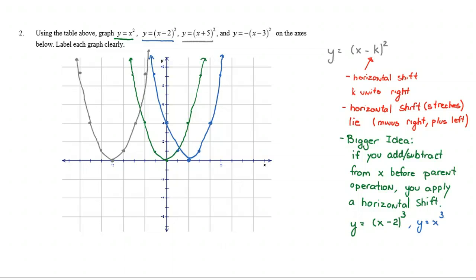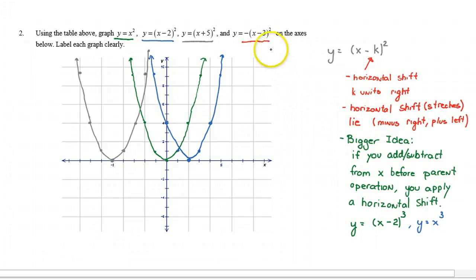Now let's do this last graph here. Let's do this one in red. So this one, it has two things happening. With y equals minus x minus 3 squared, there's two things happening. We have two transformations.